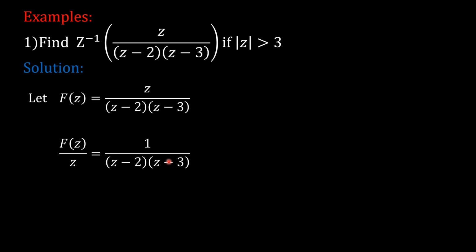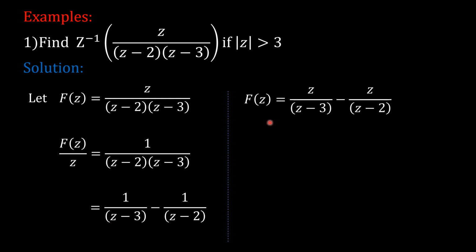Now obtain the partial fractions of the right hand side, which are 1 upon z minus 3 minus 1 upon z minus 2. Once we obtain the partial fractions, then again multiply this expression on both the sides by z. That will give us F of z is equal to z upon z minus 3 minus z upon z minus 2. Now operate the inverse Z transform operator on both the sides.